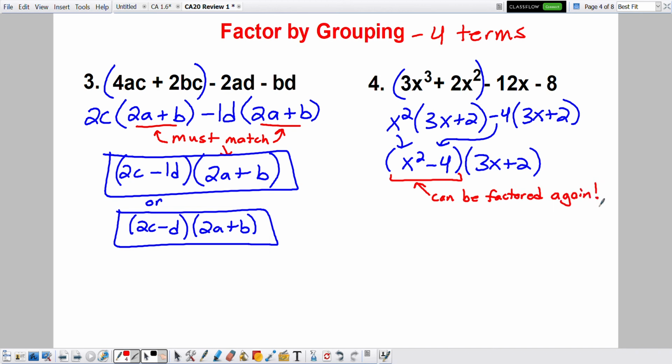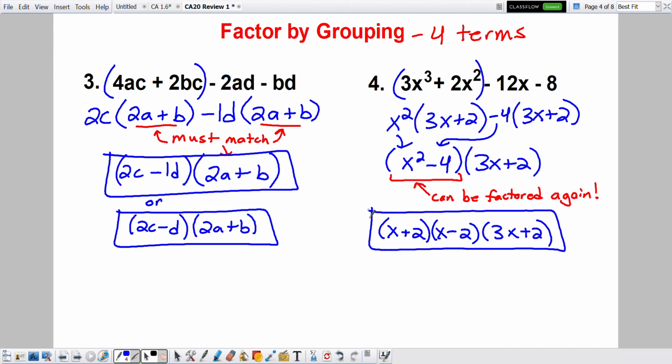You always want to factor completely. So if you can factor one of your answers, you need to do it. Do you recognize that x squared minus 4 is a difference of perfect squares? Go back to our second slide. We can factor that again by taking the square root of x squared. We get x, and the square root of 4 is 2. Remember that one of these is a plus, one of them is a minus. And then we put 3x plus 2 at the end. So what we just did is called you factor completely. Means you factor everything until you can't factor anymore.